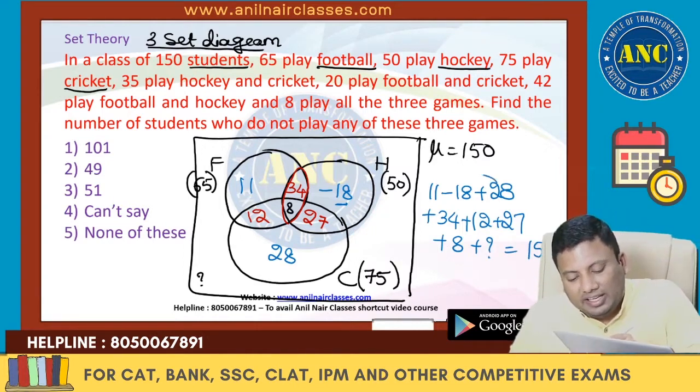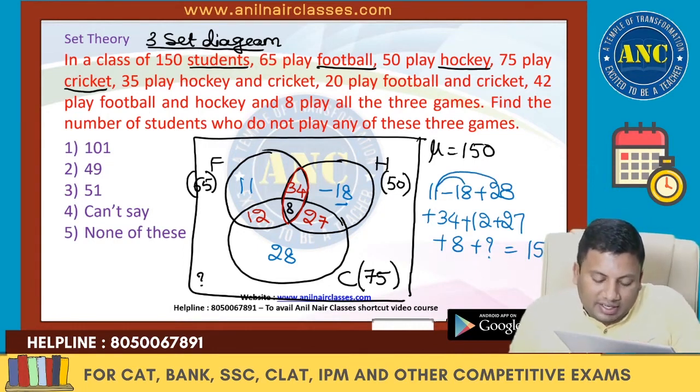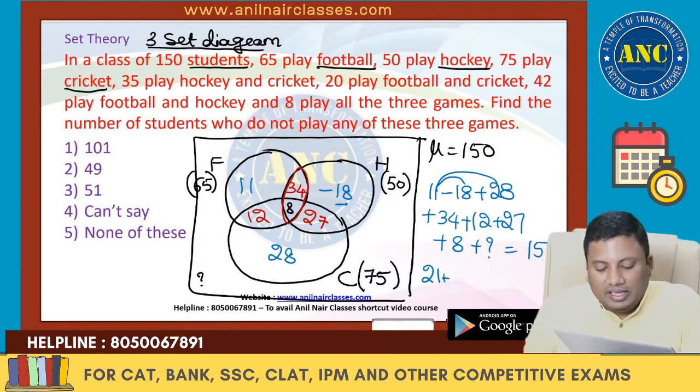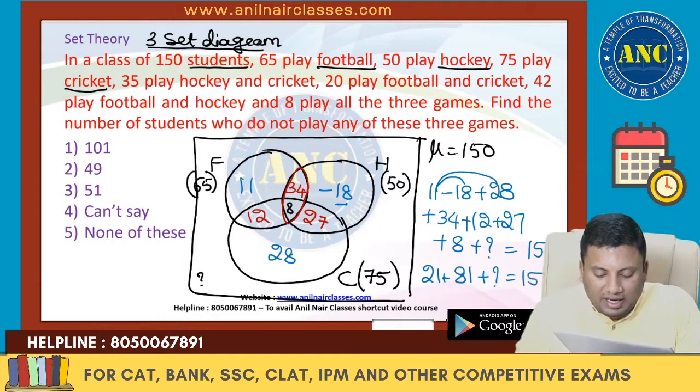11 plus 28 is 39, right? So 28 minus 7 is nothing but 21. 34 plus 8, 42. 54. 54 plus 27, which is nothing but 81, plus question mark equivalent to 150. Question mark is nothing but 49, right?